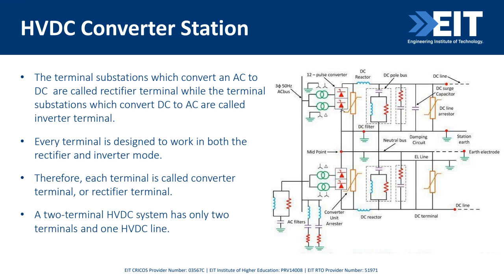So each terminal is then called a converter terminal instead of a rectifier terminal or inverter terminal, because that terminal can essentially work both ways. It can be a rectifier or an inverter as well. A two-terminal HVDC system has only two terminals and one HVDC line. So one terminal at the sending end, and one terminal at the receiving end, connected by a line. That's all we need for HVDC transmission.